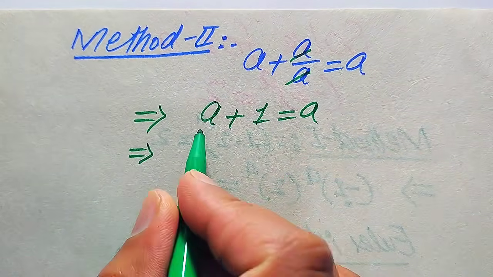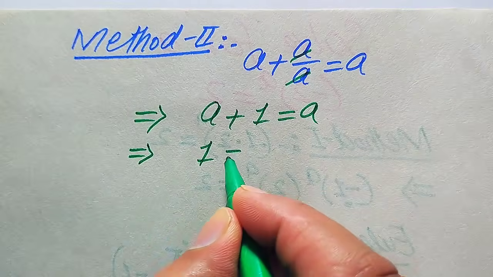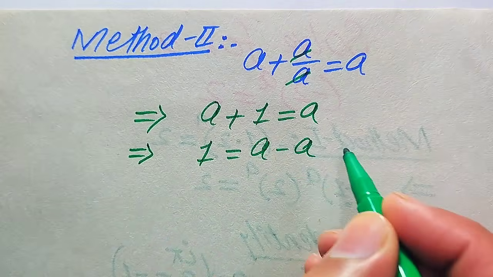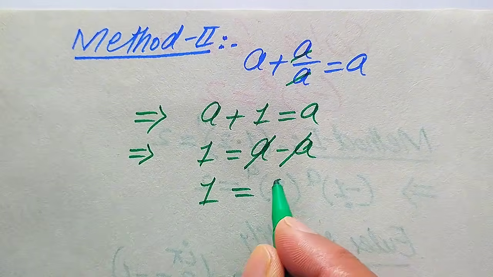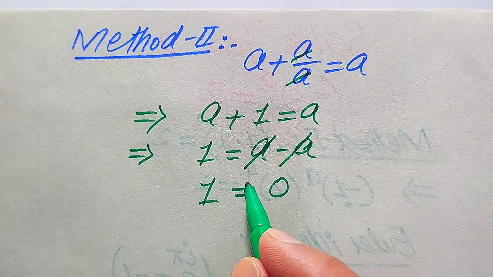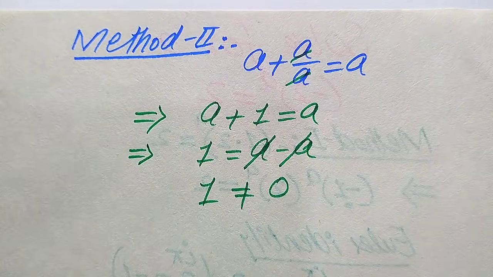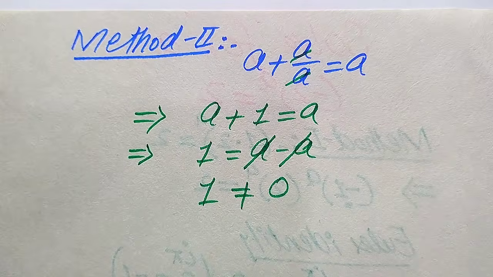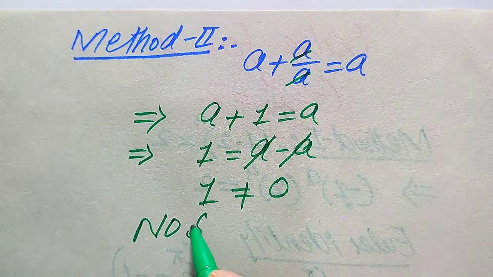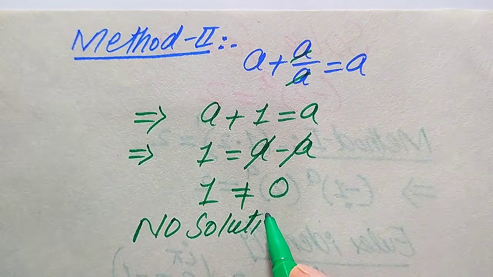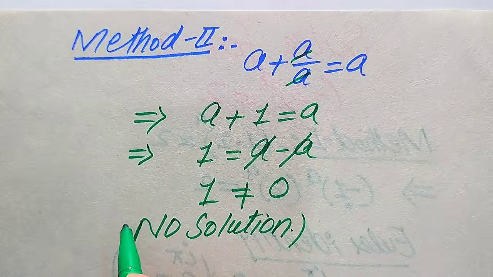Further, we move this a to the right hand side and we obtain 1 is equal to a minus a. The negative term and positive term are gone and we get 1 is equal to 0. And you see 1 is not equal to 0 in general. So this means that in the second method we cannot get any value of a which satisfies our given question statement. So we finally conclude that this question has no solution in general.